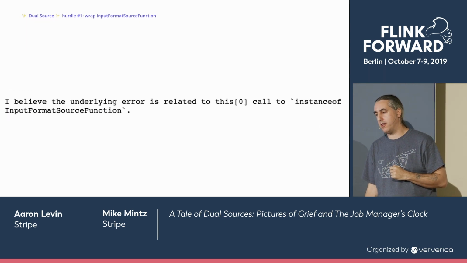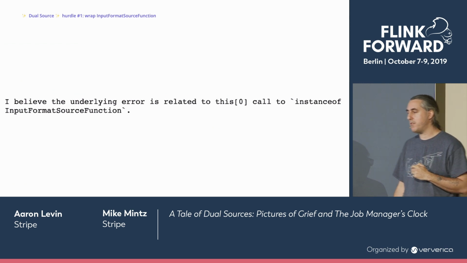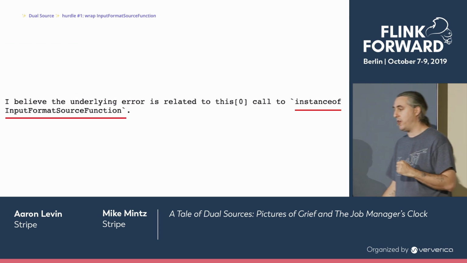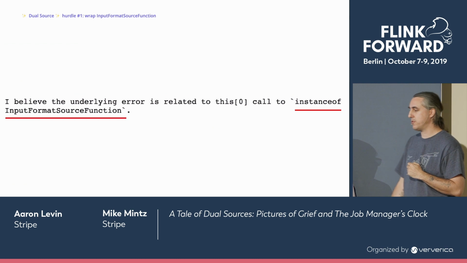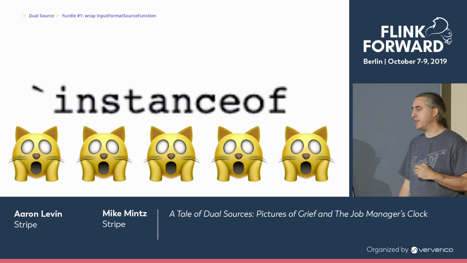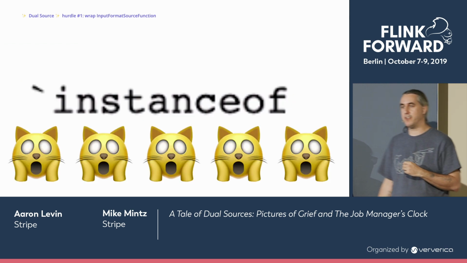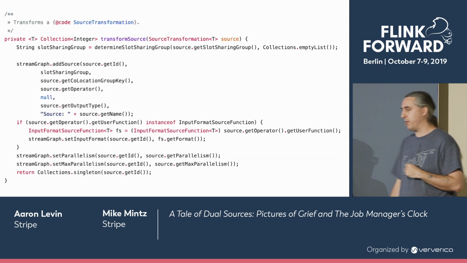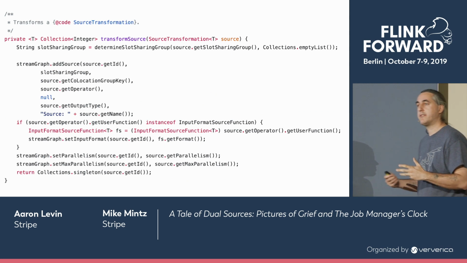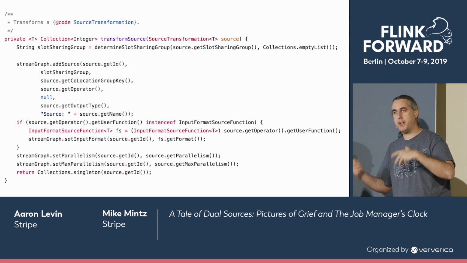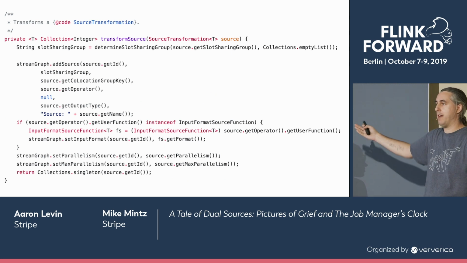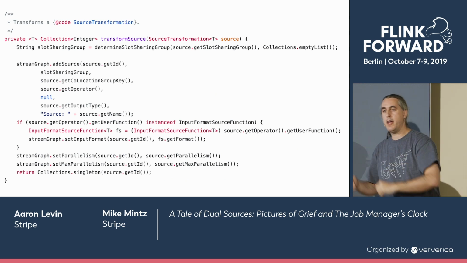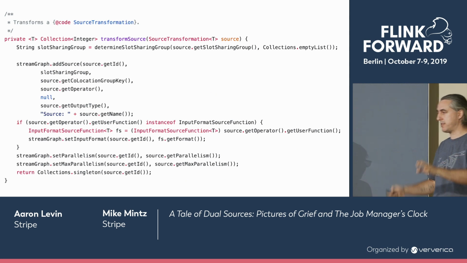And this is where things get a little bit scary, because I write, I believe the underlying error is related to this call to instanceof InputFormatSourceFunction. And you know you're having a fun time in the JVM when you hit a bug that's related to casting. And so I knew that I was going to have a fun time trying to figure this out. Now, what was going on is that when Flink receives your job, it takes your job and turns it into a graph. You've seen the graph in the Flink UI. It's a bunch of maps and flatMaps and these kinds of things.